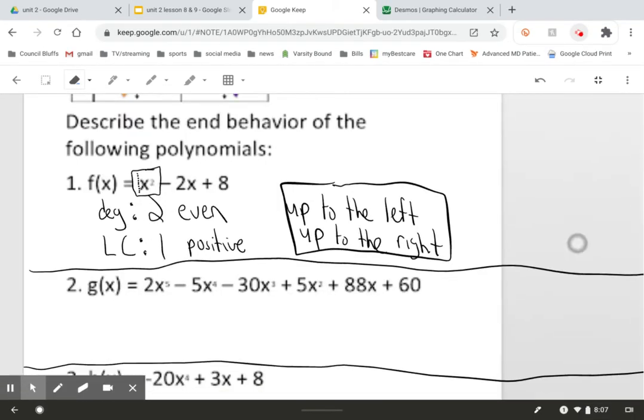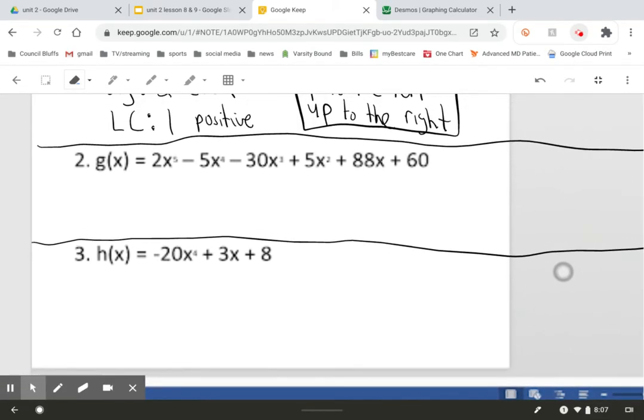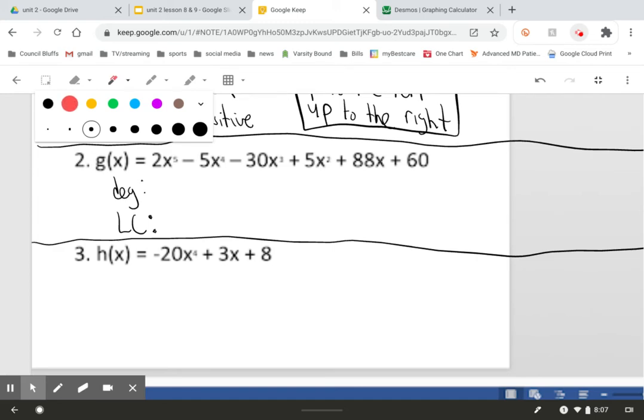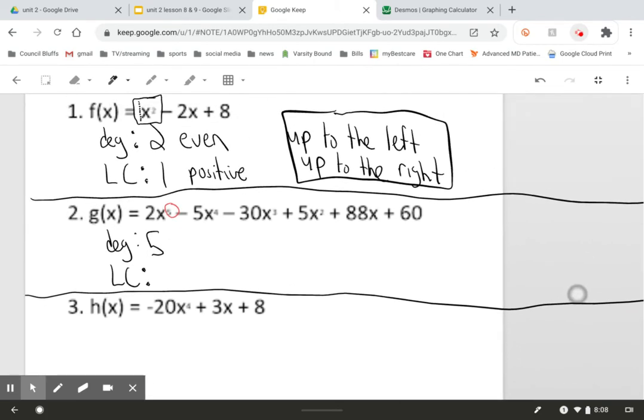All right. So let's look at number 2. Again, we're going to do the same way. I'm going to look for the degree, and I'm going to look for the leading coefficient. Okay. So the degree is the largest exponent. In this case, that exponent is x to the 5th here. So we would say that the degree is 5.